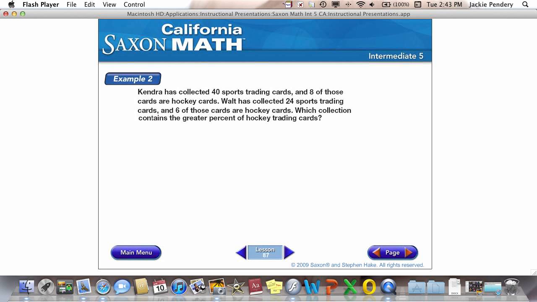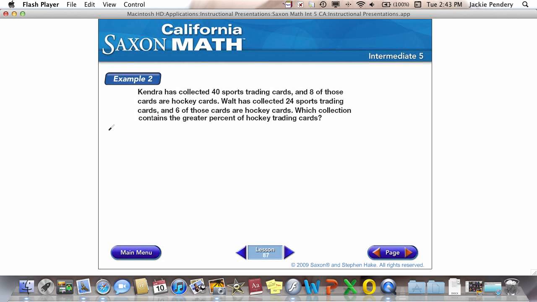Okay, Kendra has collected 40 sporting trading cards, and 8 of those cards are hockey cards. Walt has collected 24 sports trading cards, and 6 of those cards are hockey cards. Which collection contains the greater percent of hockey trading cards? So the ratios in this compare the number of hockey cards to the number of cards I have altogether.